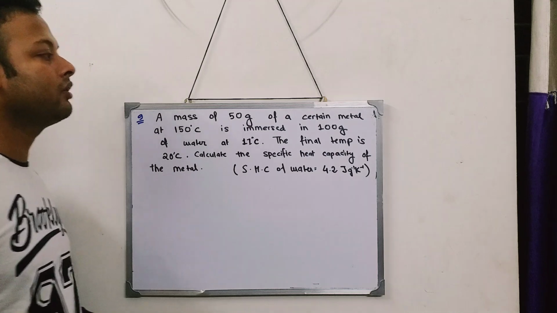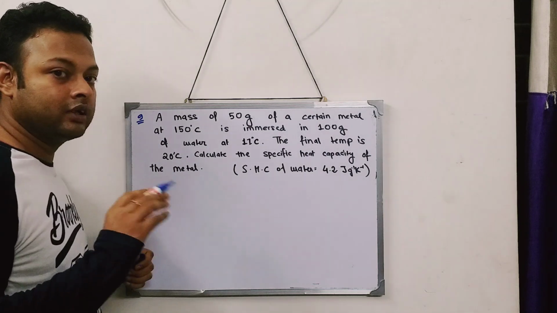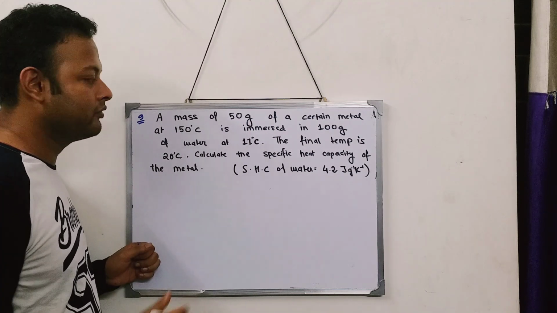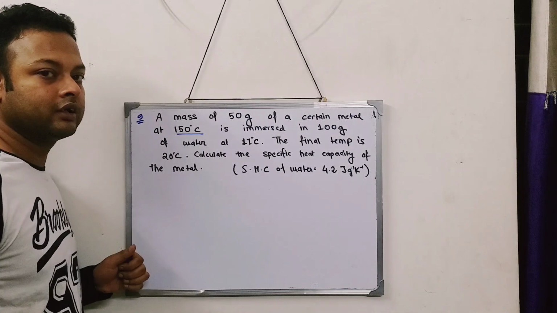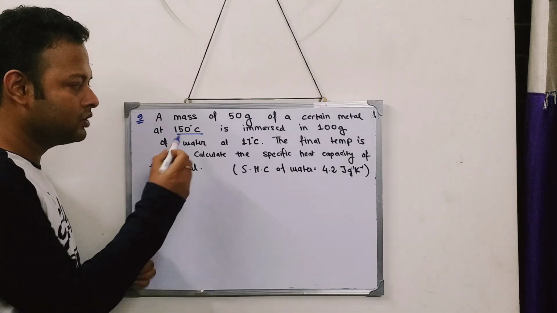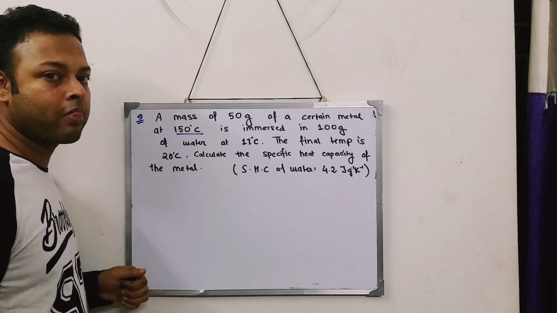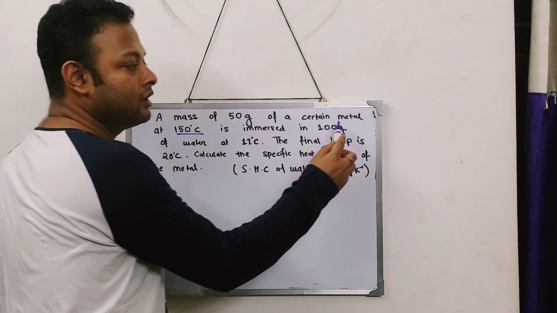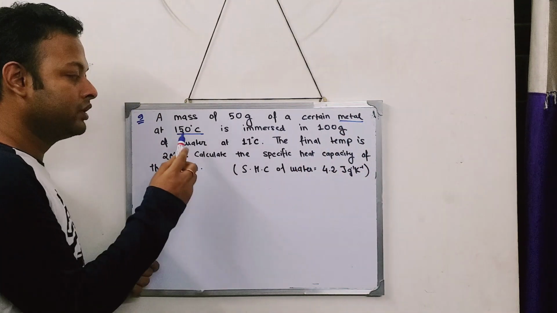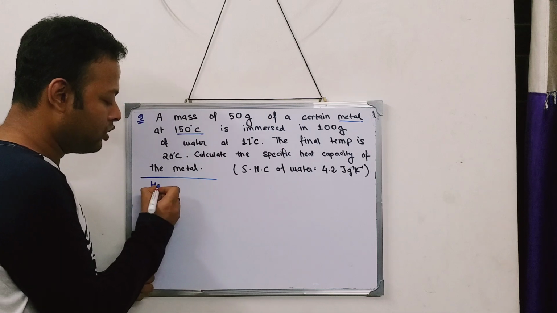A mass of 50 gram of a certain metal at 150. Now firstly you see this. This is a different kind of sum compared to the previous sum. How? First you see this temperature, 150 degrees centigrade. Once you see this temperature, what do you think? Is that body hot or cold? That body is a hot body. So this metal, which is at 150 degrees centigrade, I will consider as the hot body.